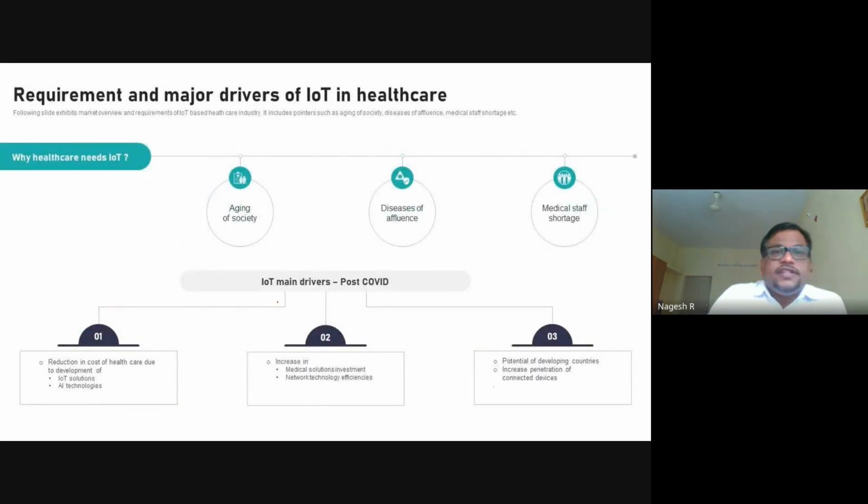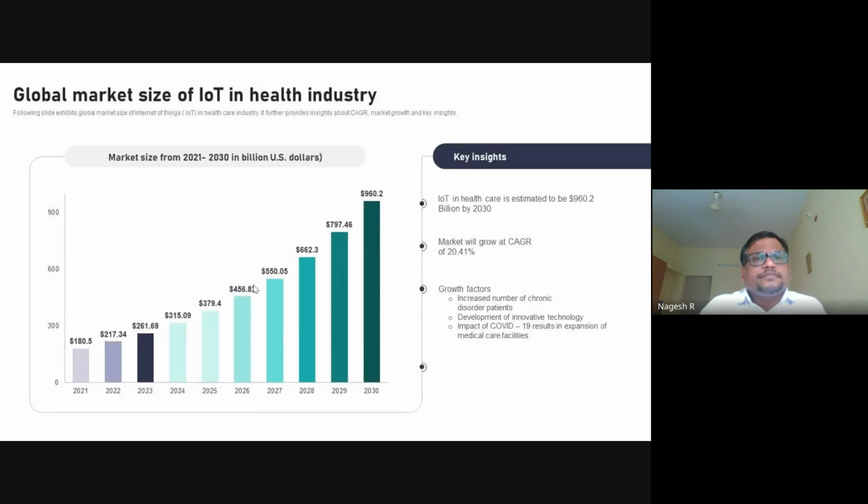Why do we need it then? All of us know that life expectancy has increased. We are living longer, but the problem is that many of us are living with diseases and ailments. We have lots of lifestyle-related diseases like blood pressure or sugar and many other ailments, and there is a medical staff shortage. Thereby, if you implement technology like IoT, you get better healthcare.